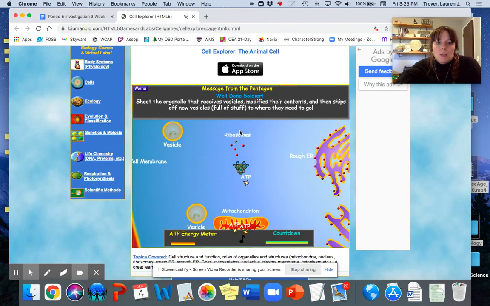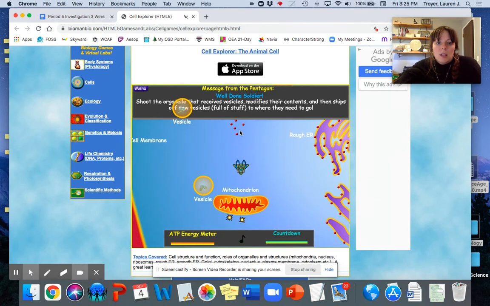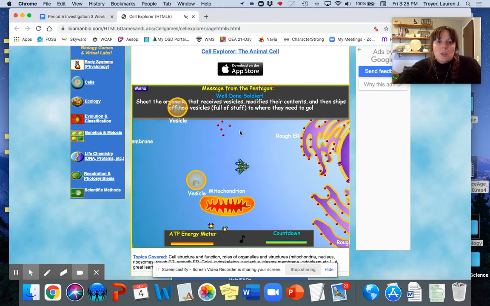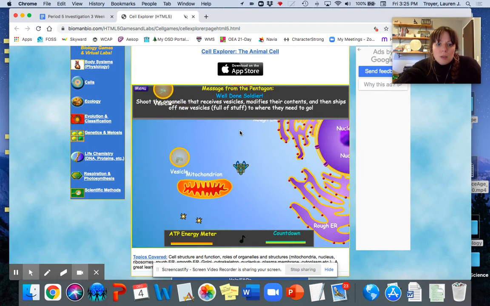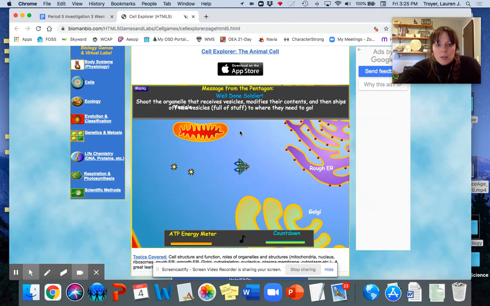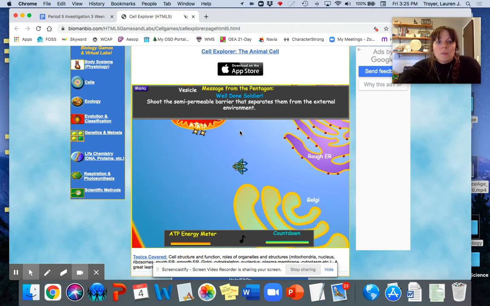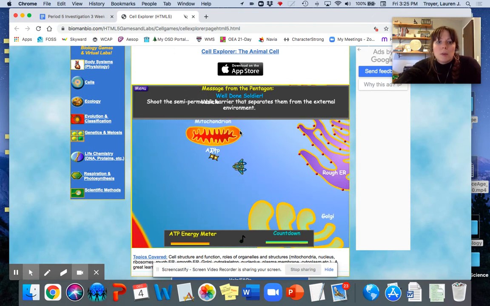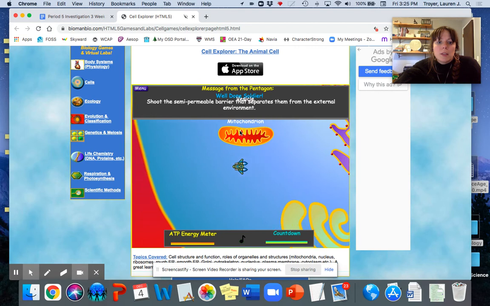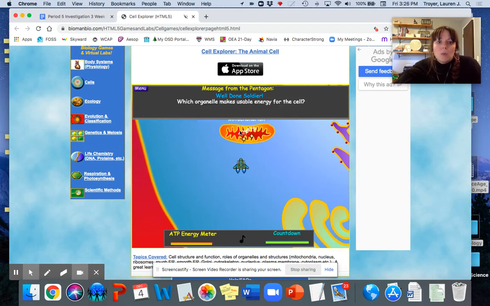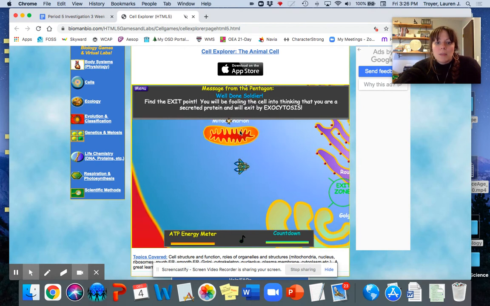Shoot the organelle that receives vesicles. Oh, I needed some ATP. And ships their contents out. Okay, I'm looking for the Golgi. See, is there one down here? Yes. Well done. Shoot the semi-permeable barrier that separates the cell from the external environment. That's the cell membrane. Well done. Which organelle makes usable energy? The mitochondria. All right. See, that's my mission.